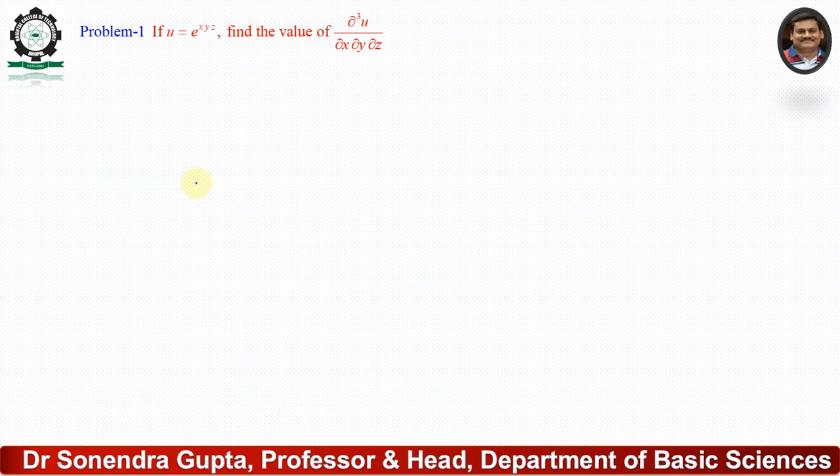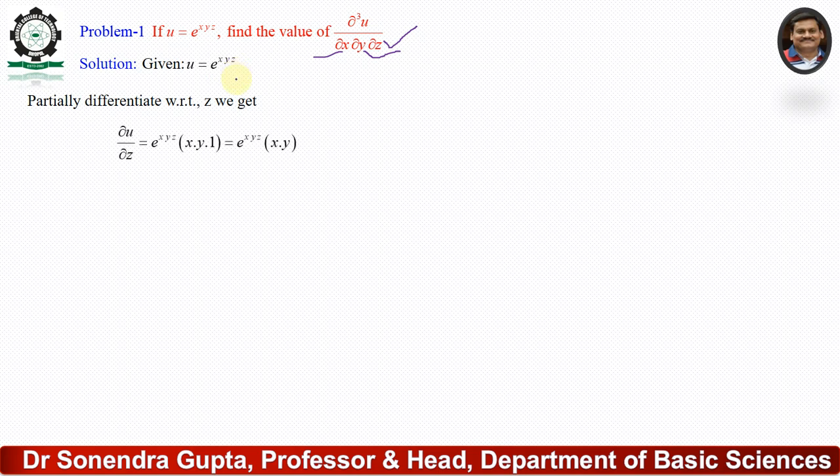Now here we discuss the first problem: u equal to e to the power x y z. Find the value of del 3 u upon del x del y del z. It means that we partially differentiate first with respect to z, then with respect to y, and lastly with respect to x. Given u equal to e to the power x y z, we differentiate with respect to z. Then we get del u by del z equal to e to the power x y z into the derivative of x y z, which is x y.